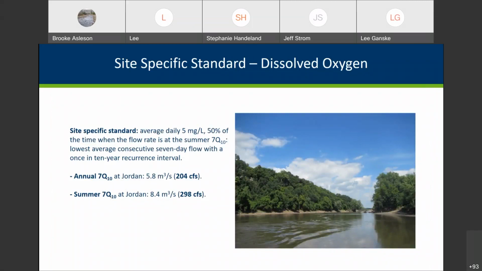So to go over the site specific standards, what the data is being compared to see if the Minnesota River for this segment is meeting the aquatic life use, reads as such. The average daily 5 milligrams per liter needs to be met 50% of the time when the flow rate is at summer 7Q10, which is an actual flow rate. And like I said, 7Q10 is defined as the 7-day flow within a 10-year recurrence interval.